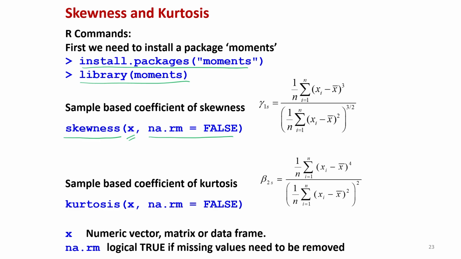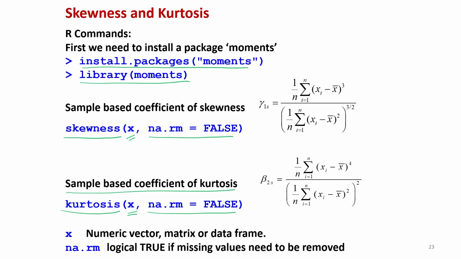If there are missing values, you can use na.rm equal to TRUE. And if you want to compute the coefficient of kurtosis on the basis of the sample of data, then you have to use the command kurtosis, and inside the parentheses you have to write the data vector x, and you have to use na.rm equal to FALSE; in the sense that if there are some missing values, you can use na.rm equal to TRUE, right.